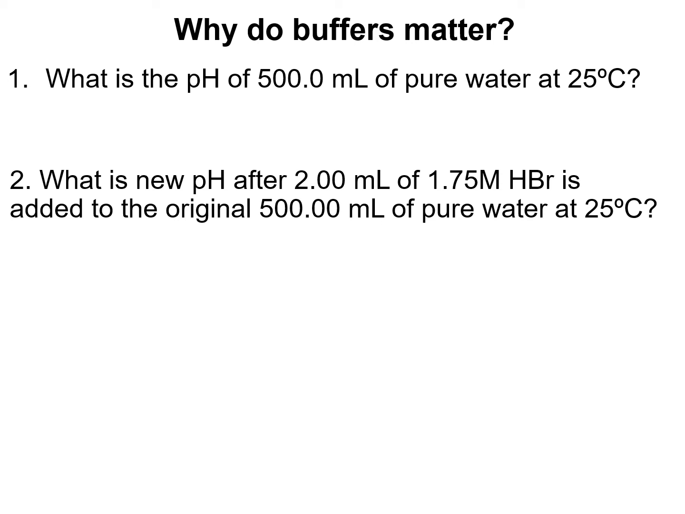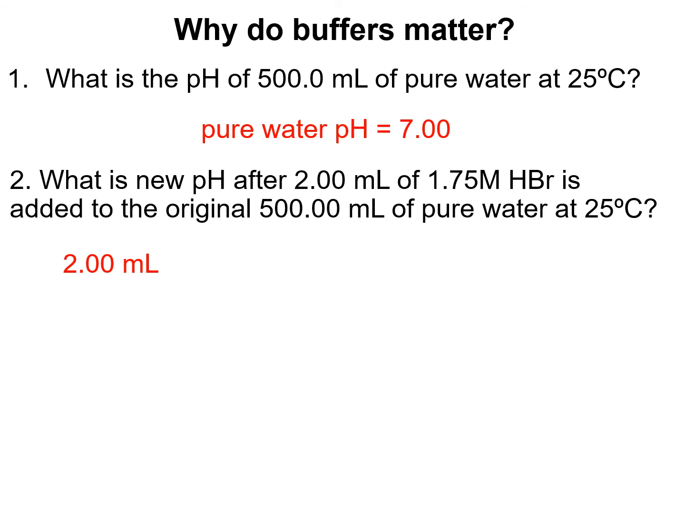Before we get into our traditional buffer questions, let's focus a little bit more on why buffers actually matter and why they're important. If we started with a 500 milliliter solution of pure water at 25 degrees, we know that the pH should be neutral at 7. Let's see how just 2 milliliters of an acid can actually change the pH of that 500 milliliters of pure water.